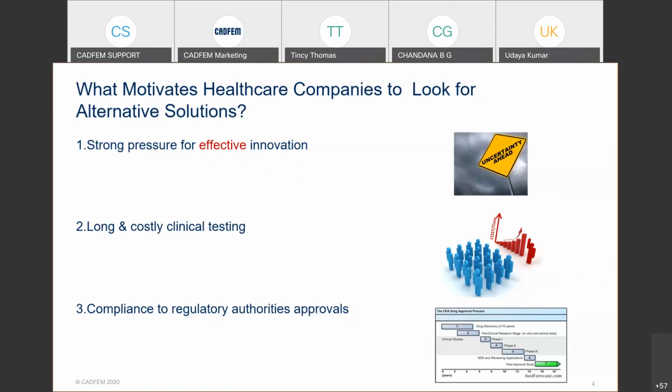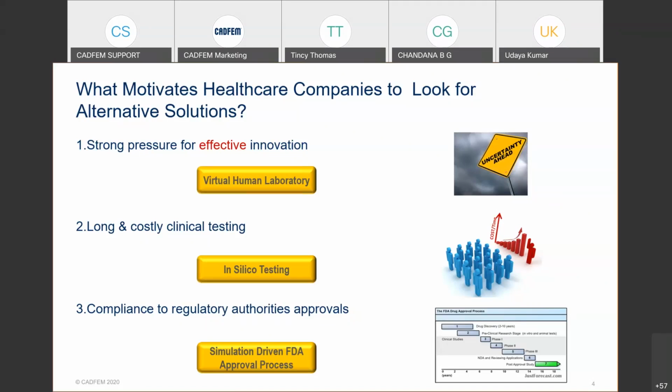And the third thing is regulatory authorities, that's basically the FDA. They have to approve, and the approval procedure is also very time-taking. They mention different steps, but they also have a long roadmap, which defines that you can go for a simulation-driven process in order to cut short your time-taking process and make it very fast.